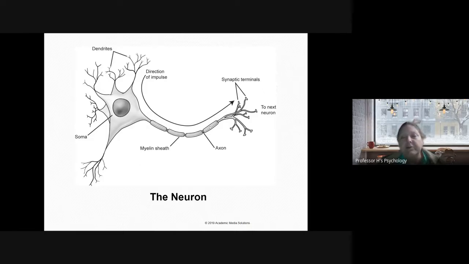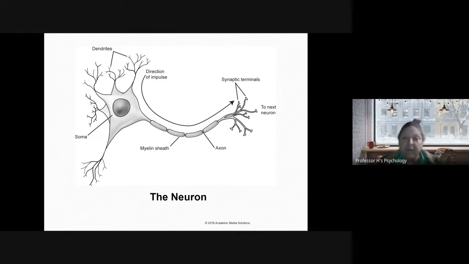That signal goes right down this axon to the end, to what's called the terminal. The terminal is the end of the neuron here. And at the end of the neuron, we have synaptic terminals. They can also be called synaptic buttons.